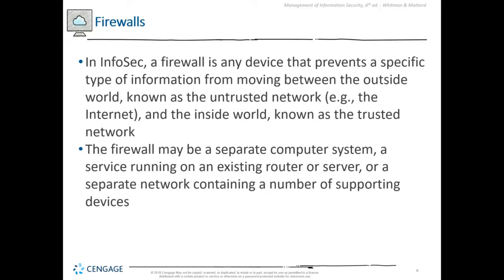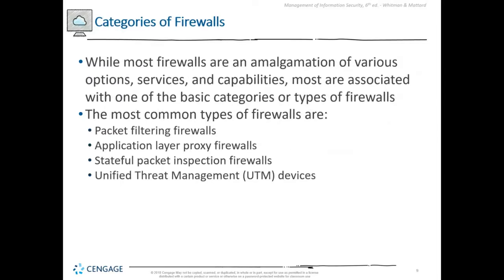Now, when you look at firewalls, you can think about the typical relationships between the untrusted network, the firewall, and a trusted network. So think of the outside world as your untrusted network, so the internet. The trusted network is going to be the inside of your organization. It's the internal network. And the firewall is the device that prevents any specific type of information from moving between the untrusted and the trusted network. So think of it as the gatekeeper.